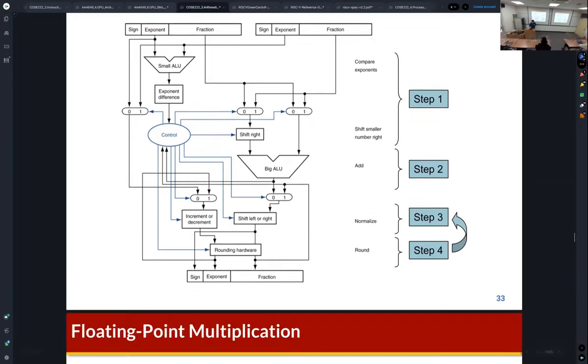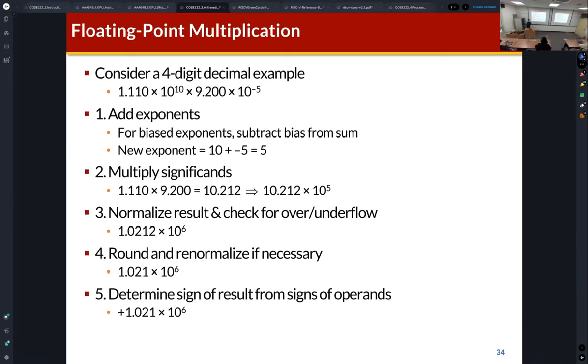And then, how about the multiplication? When we learned about the integer arithmetic unit, we learned that multiplication is more complex than addition, right? Because multiplication generates many partial products, and the multiplication hardware needs to accumulate these many partial products. That's why the multiplier is more complex than the adder.